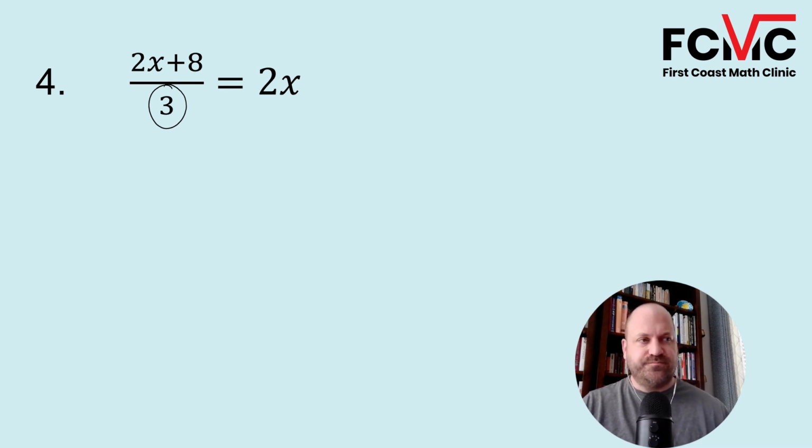In any fraction, what are we doing with that denominator? We're dividing by the denominator. So how do we undo division? We're going to multiply. So let's multiply by 3 on the left side and multiply by 3 on the right side.